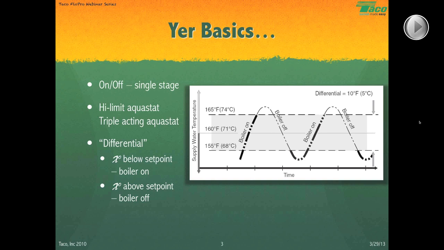The point of a differential is that we try to prevent or eliminate short cycling. The trick is to get a wide enough differential to reduce the likelihood of short cycling, but a narrow enough differential so the boiler has enough energy inside of it to quickly satisfy your heat loads, and so you have consistent temperature control in the living spaces. So there's kind of a balancing act right there. We're going to discuss applications of differentials as we go on.